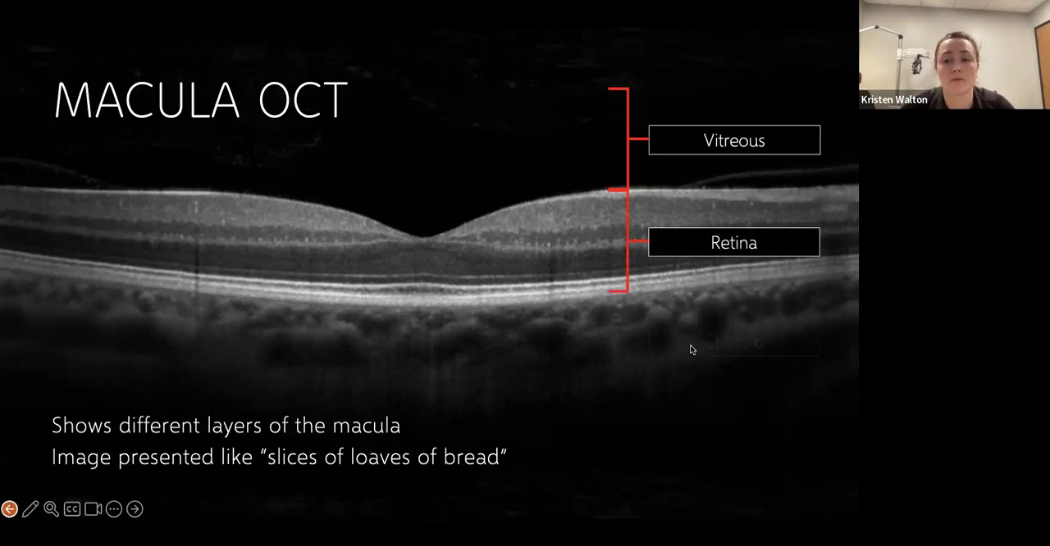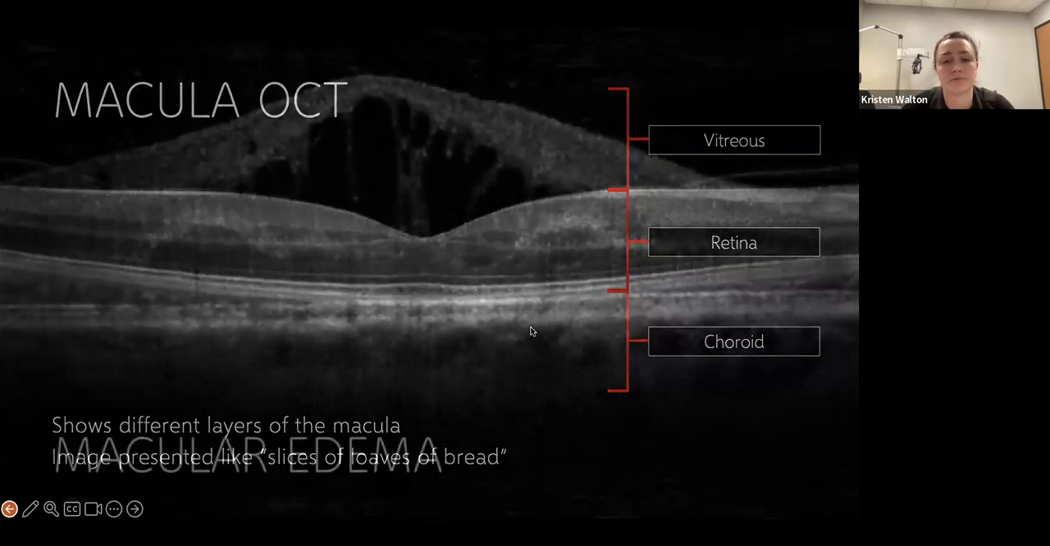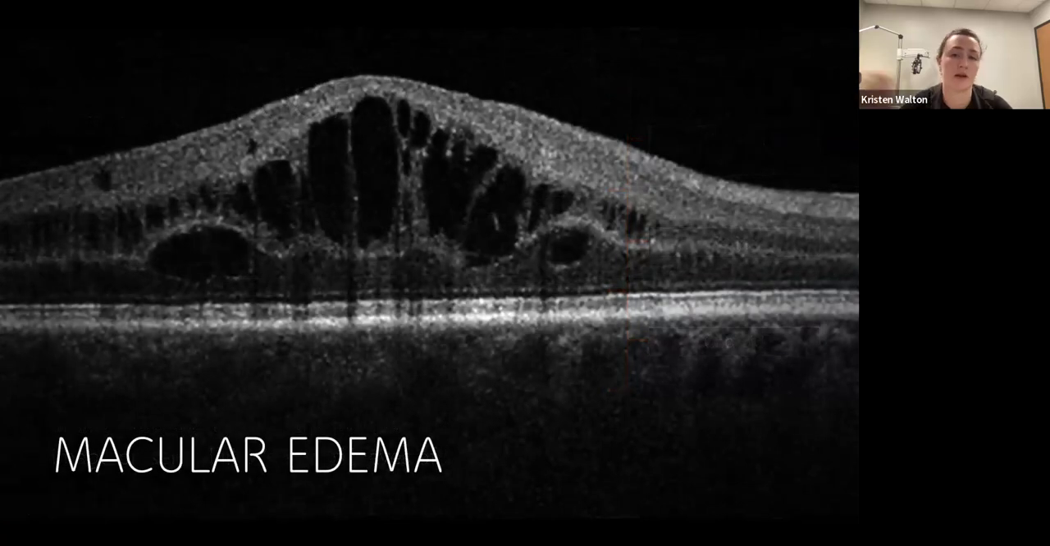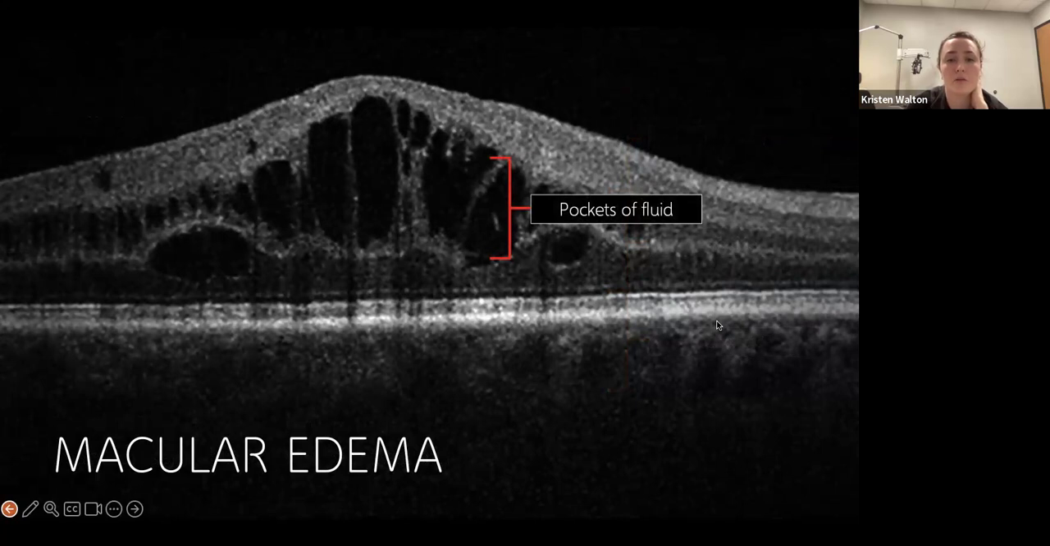Then we have the retina. And then underlying all of that, we have our choroid, which is vasculature there that helps nourish that retina. This is an example of an abnormal macular OCT. This is an example of macular edema. We have pockets of fluid within that retina. This could be CME, maybe they have diabetes that's undiagnosed or uncontrolled, looking at diabetic macular edema.